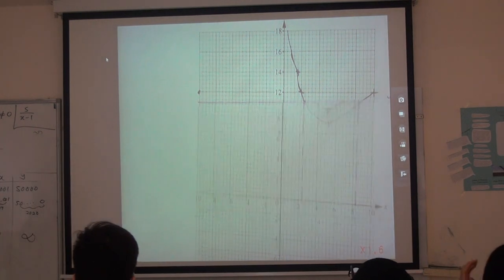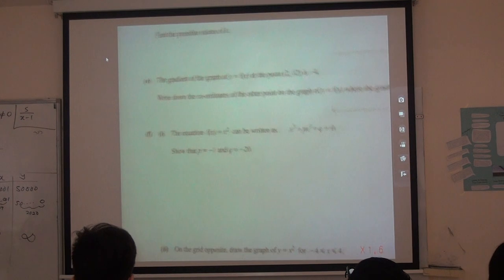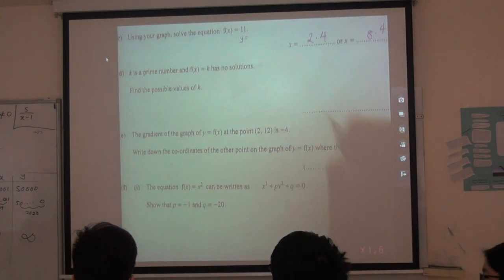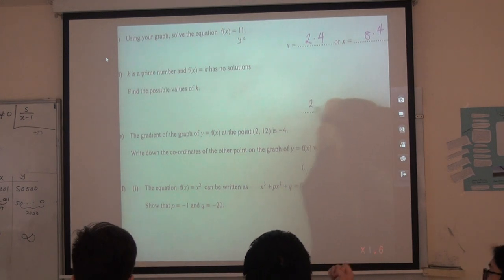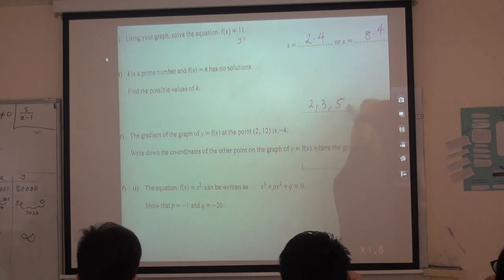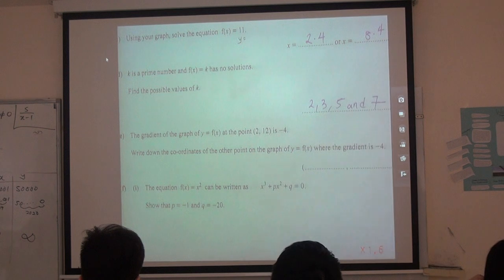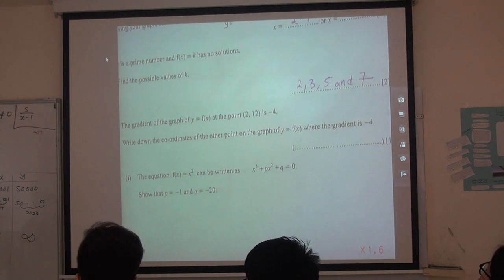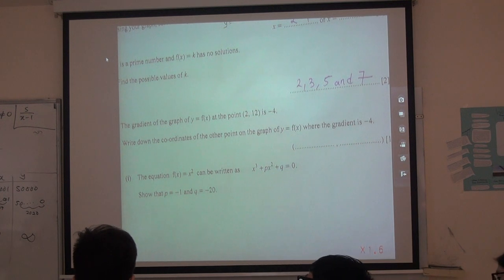Okay? So let's see what the question is. The question says, find the possible values of k. So class, what are the possible values of k? 2, 3, 5, and 7. Does it make sense? Yes. Tricky, but easy, right? So I have 1 minute.